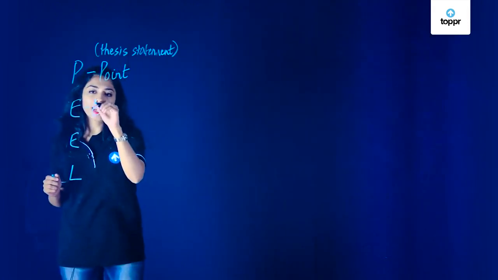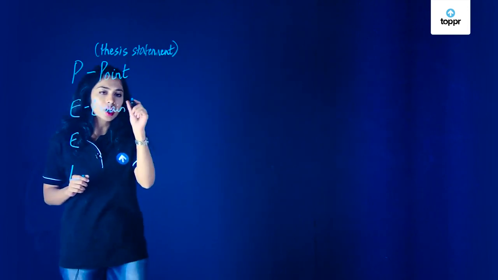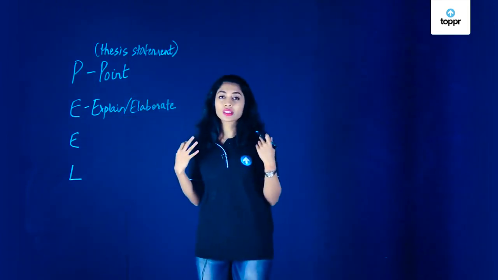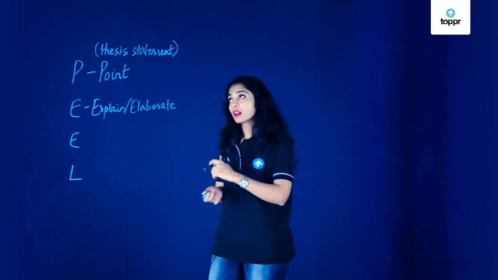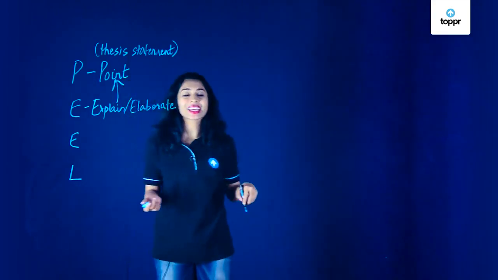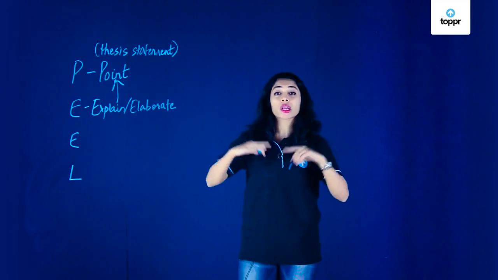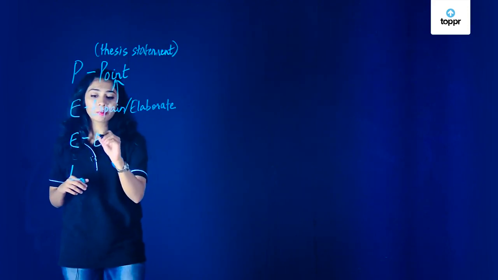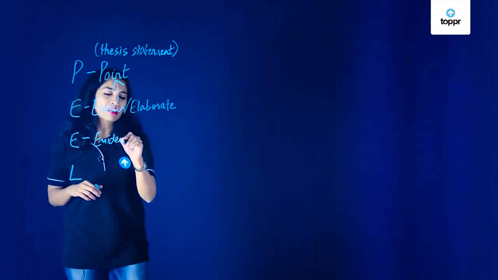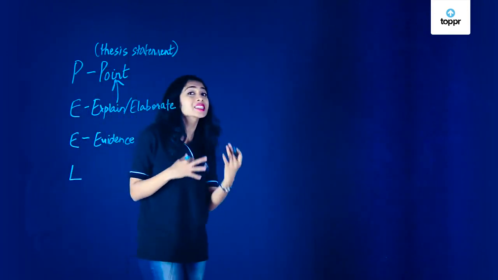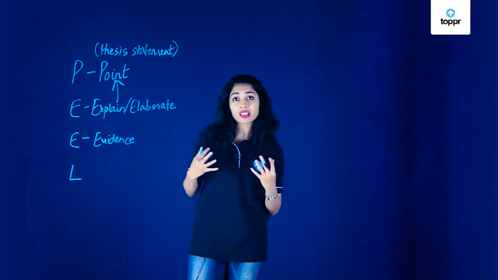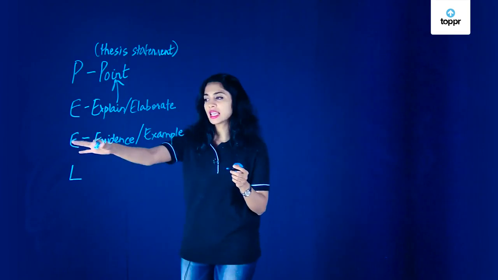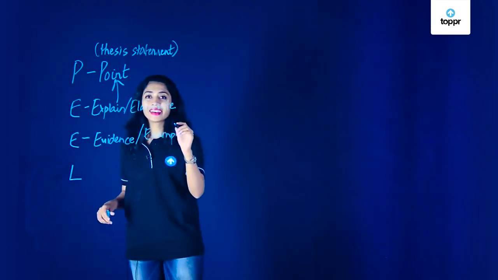E stands for explain or elaborate. So it is very important to elaborate or explain the point that we are trying to make in the thesis statement or in the paragraph. And how do we do that? We can also do that effectively with the help of evidence. That is by mentioning some facts or statistics that we may know about our thesis statement, or by also giving an example. And that is what the second E stands for, evidence and example.